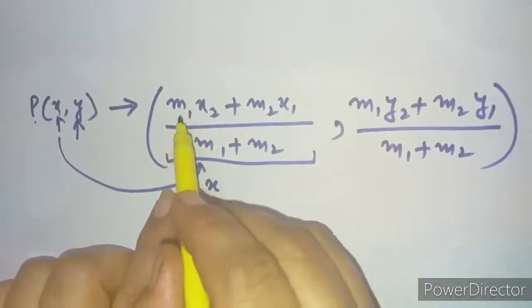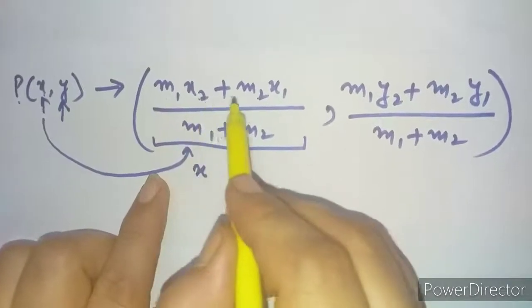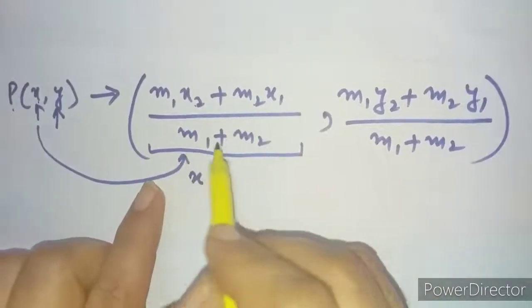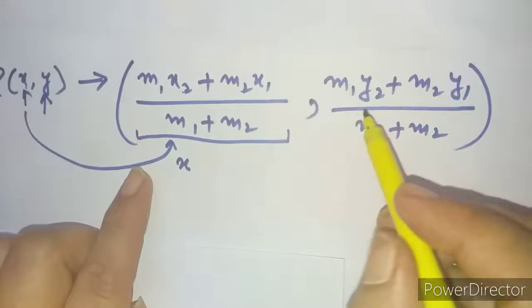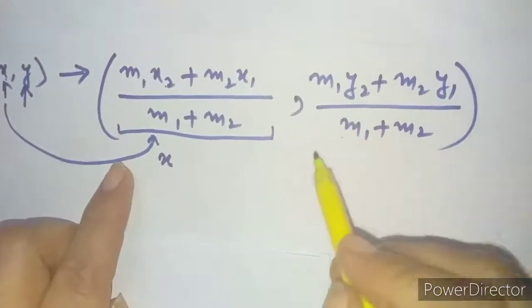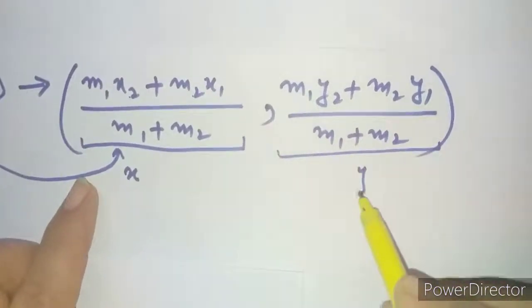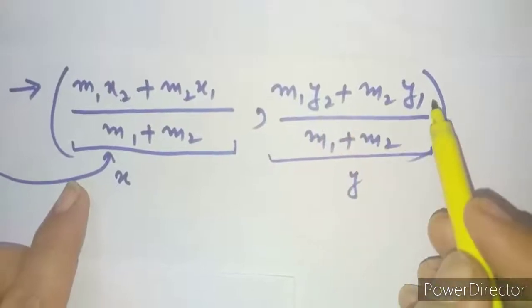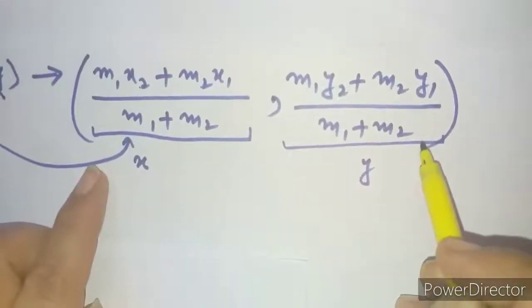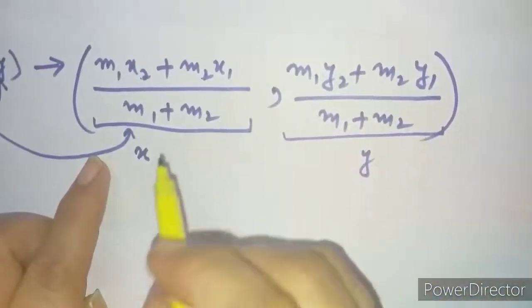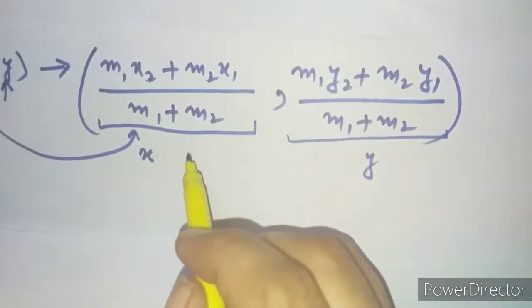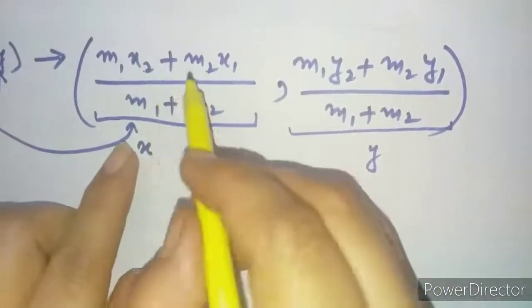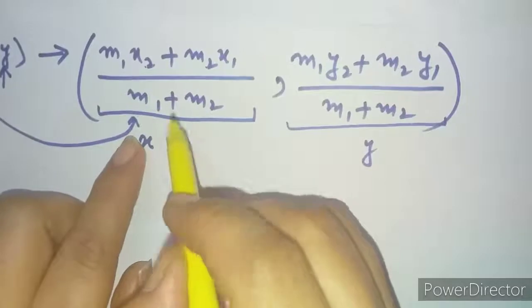Again check. Value of x is m1 x2 plus m2 x1 upon m1 plus m2, and the value of y is m1 y2 plus m2 y1 divided by m1 plus m2. Students, clearly please try to learn the formula and see it is in the form of numerator upon denominator.